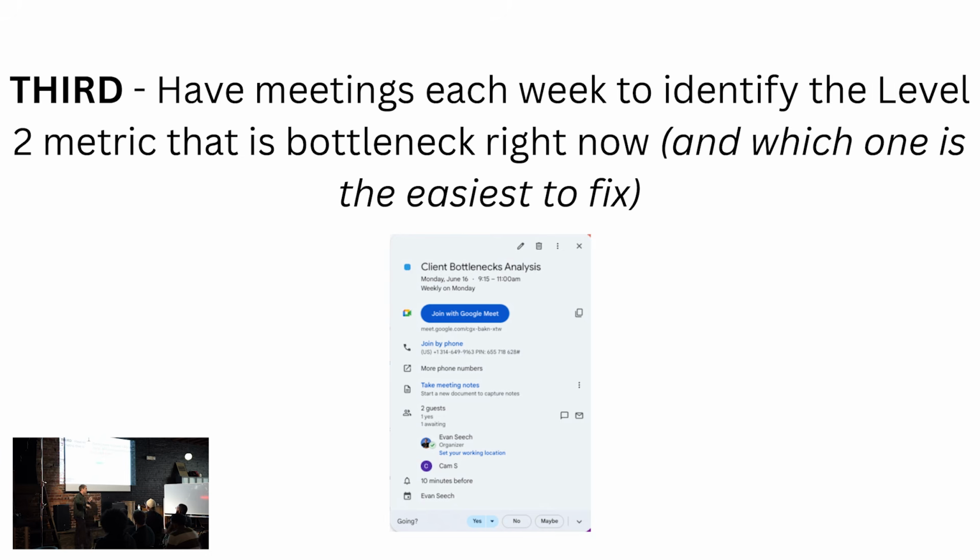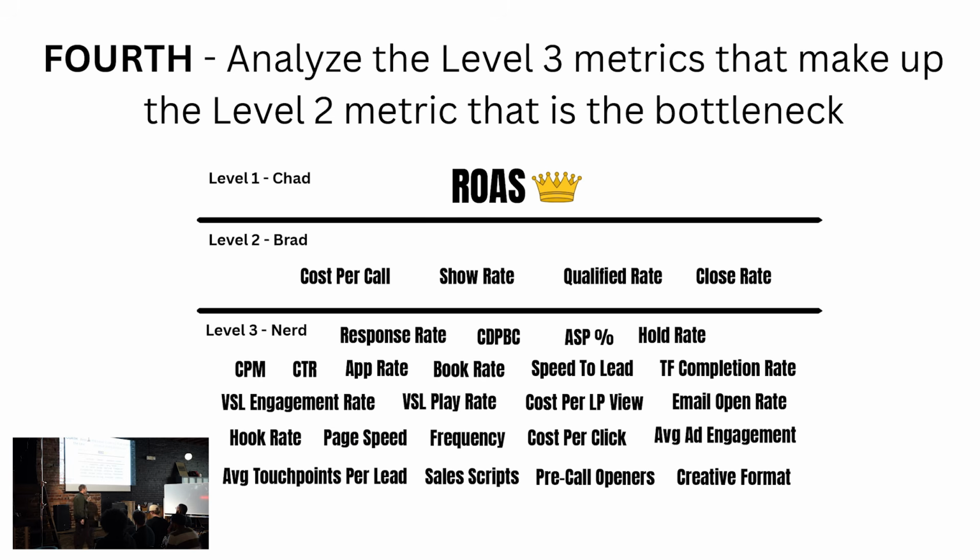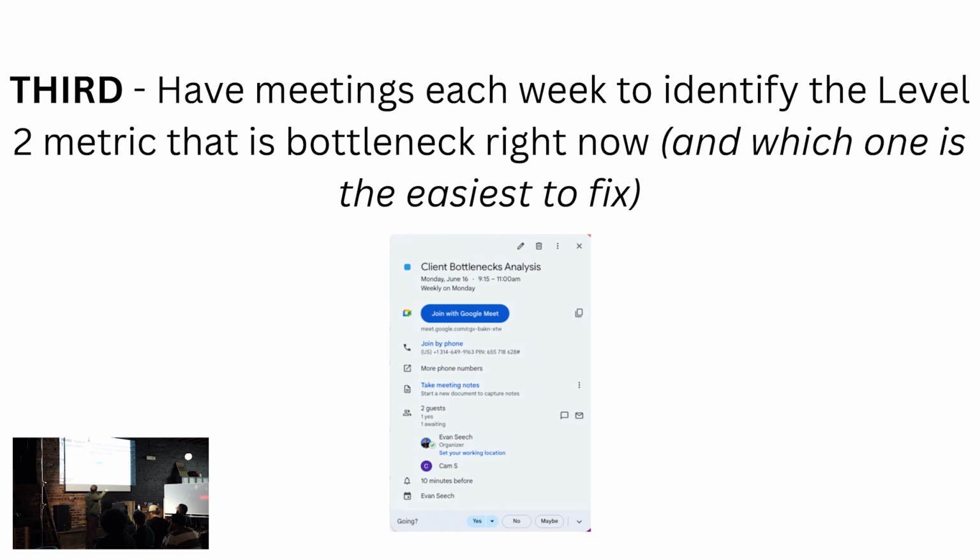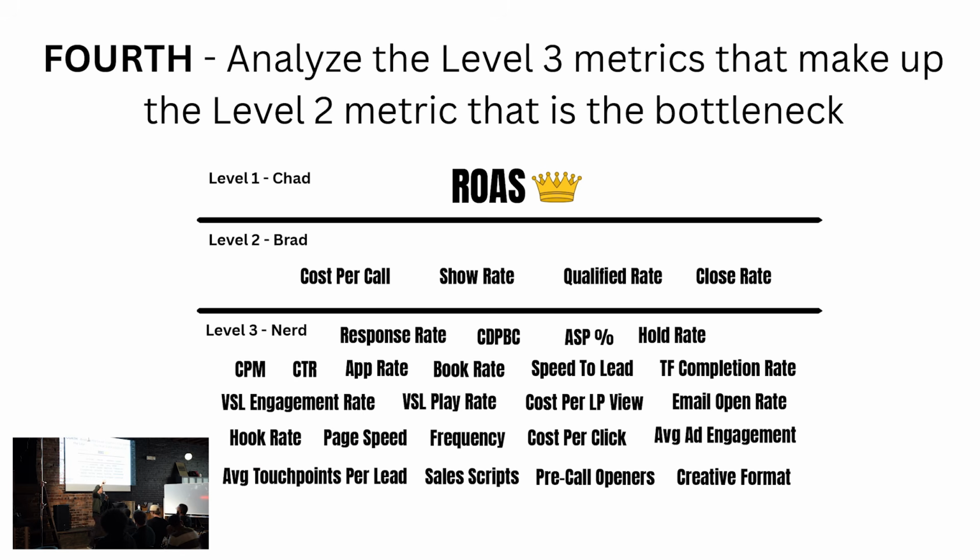Third, have a meeting each week to identify the level 2 bottleneck that's basically preventing you from scaling. So this is like a meeting I do with Cam. He actually didn't confirm it there. Funny. Fourth, analyze the level 3 metrics that make up the level 2 metric.